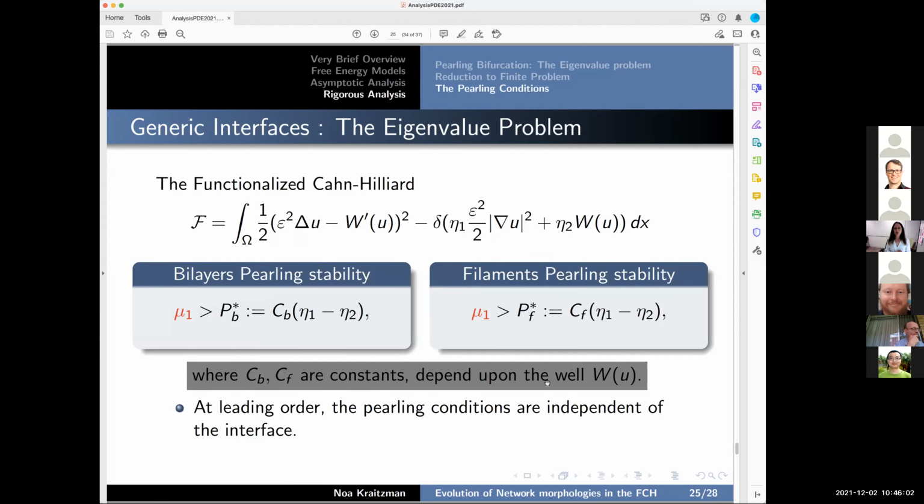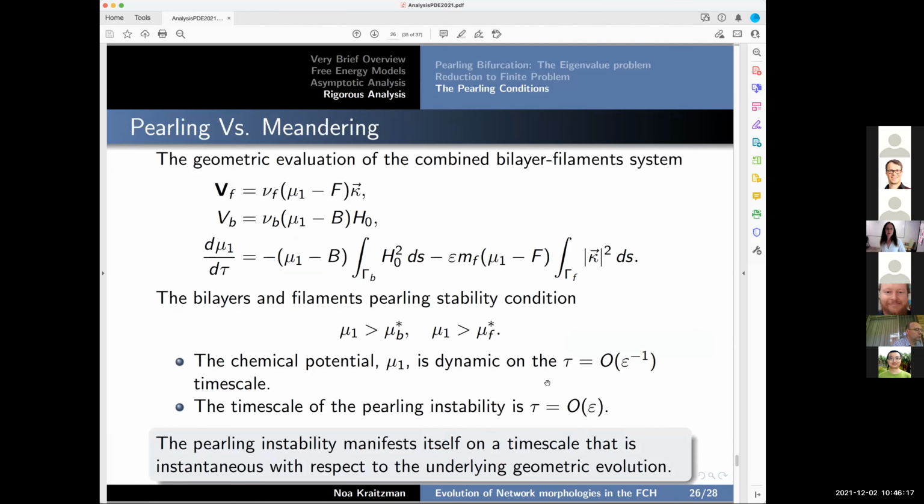Okay, so we showed that for both the bilayer and the filaments, everything will be pearling stable as long as the charge density is lower than the lipid level. And now we can talk about the full system.